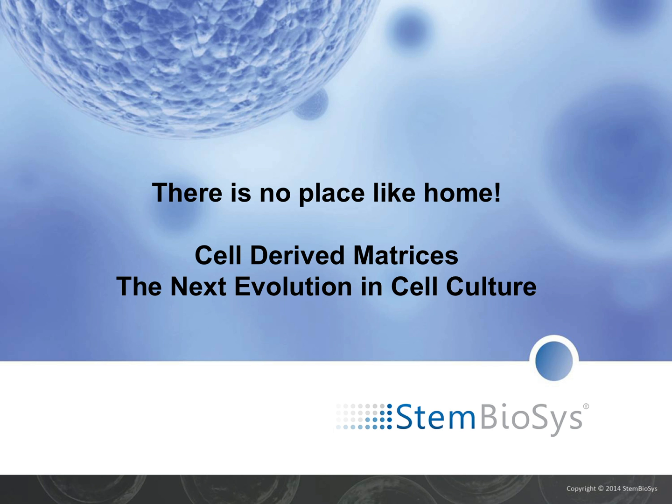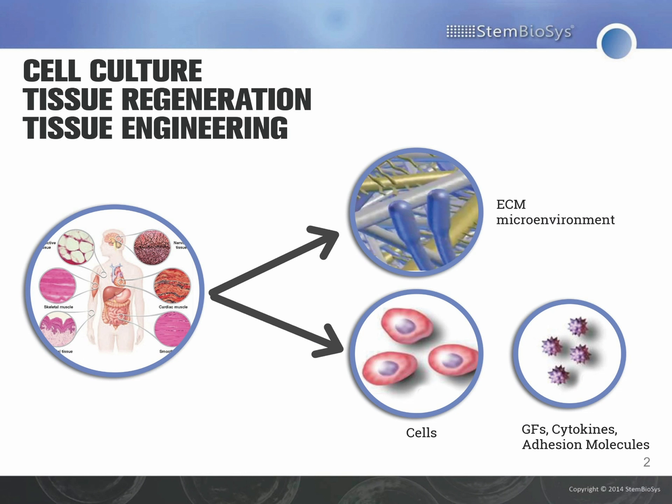So progressing to slide number 2, I want to start first by talking a little bit about cell culture, tissue regeneration, and tissue engineering, and primarily just to note that when you think about tissues in the body, any tissue in the body is composed primarily of 3 different components: cells, cytokines, growth factors, adhesion molecules, and the extracellular matrix. So those are the 3 primary components for any type of tissue.